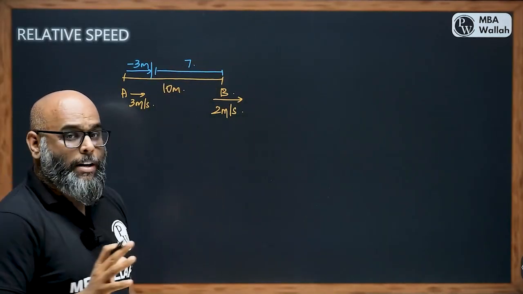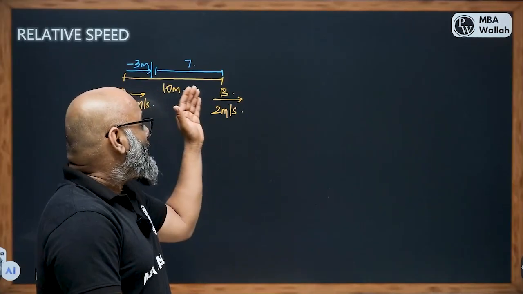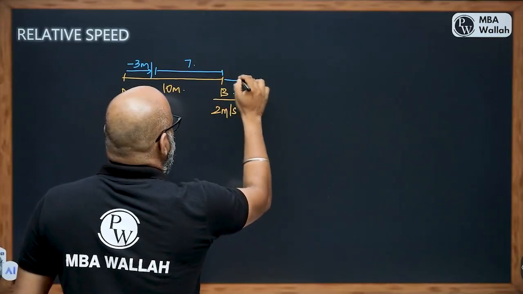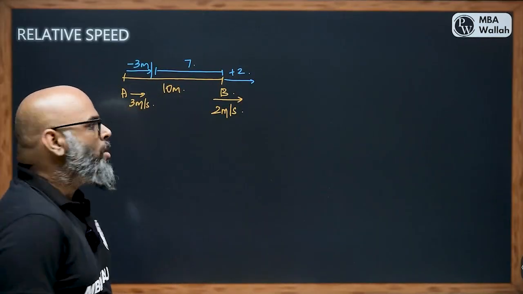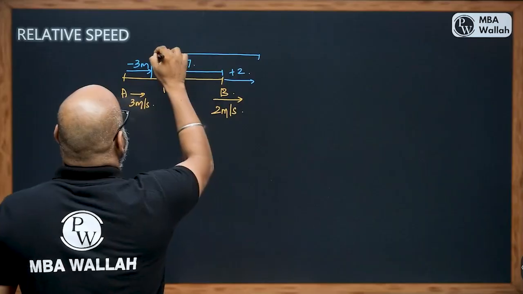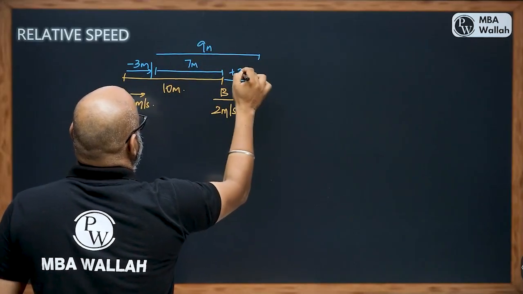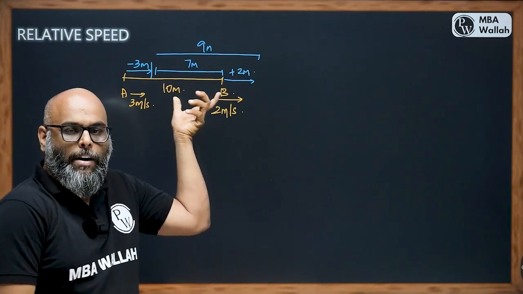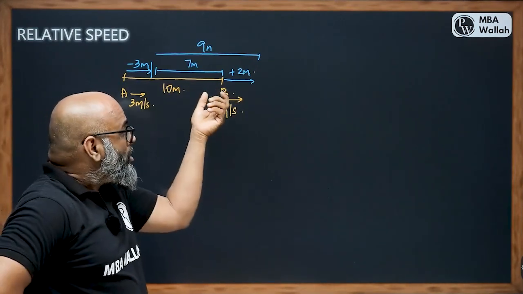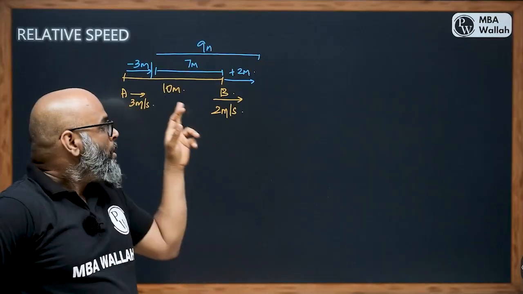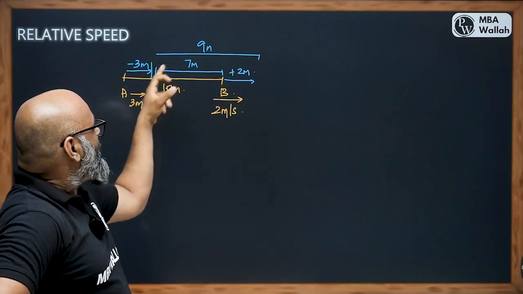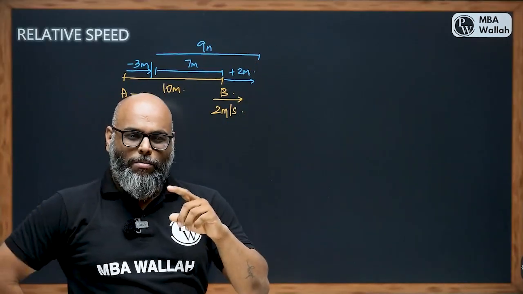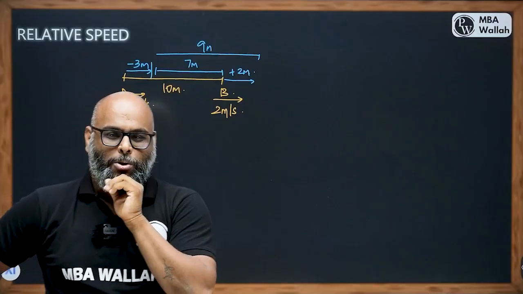This distance would have been 7. But in that same second, B has also moved. B has moved in the same direction and he has moved away from A by 2 meters. So the actual distance between them would be 9 meters, right? So when A moves 3 meters, the distance would have been only 7 meters between them. But B is also traveling 2 meters away from A. In that case, the distance between them becomes minus 3 plus 2, or the distance between them would be 9 meters. Now from 10 meters, in 1 second it has reduced to 9 meters.